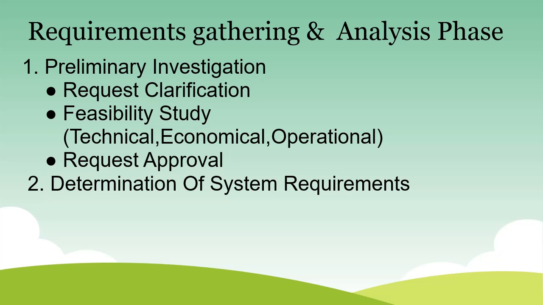In the requirements gathering and analysis phase, what we are actually doing is collecting the requirements, or gathering the requirements, and analyzing each of the requirements. And in this requirements gathering phase, there are mainly two steps. One is the preliminary investigation, and the second one is the determination of system requirements. And in the preliminary investigation, there are 3 steps. The first one, request clarification, the second one, the feasibility study, that is a feasibility study of technical, economical or operational issues, and the third one, request approval.